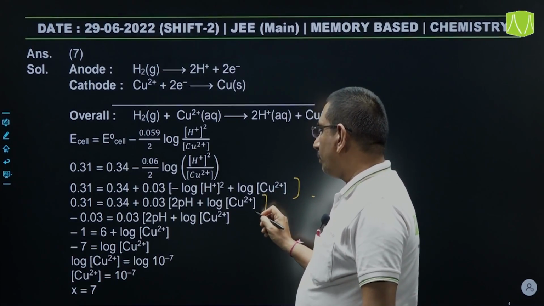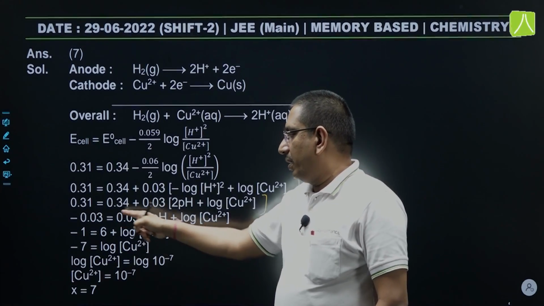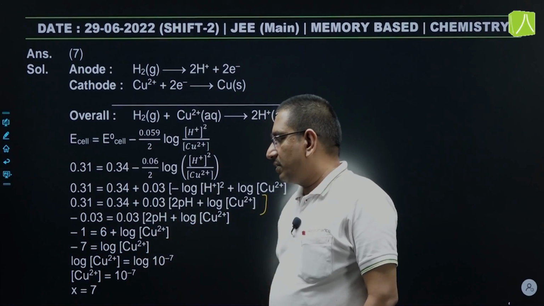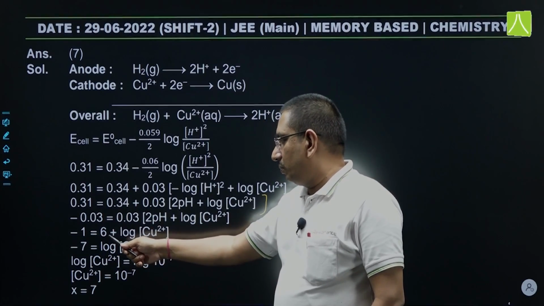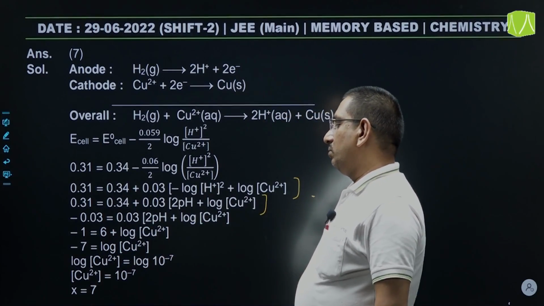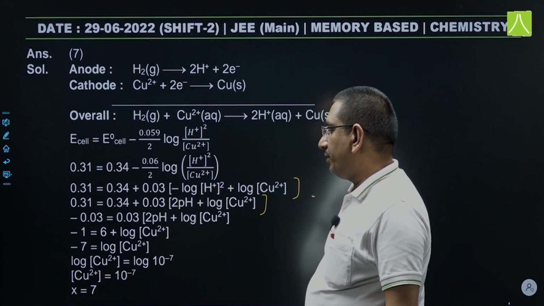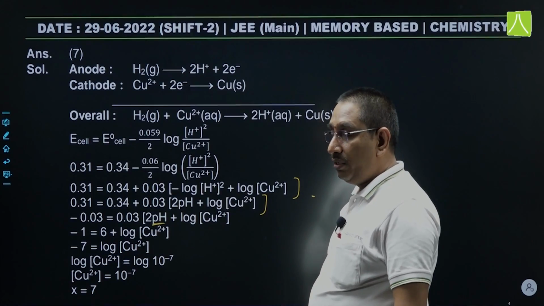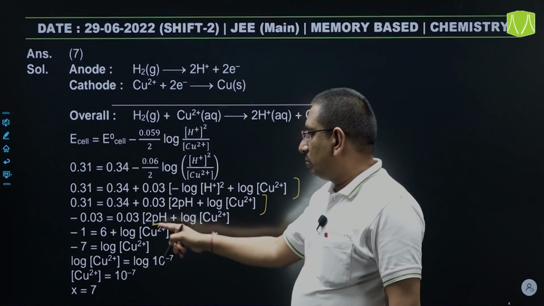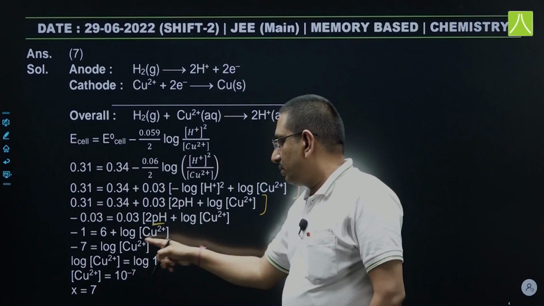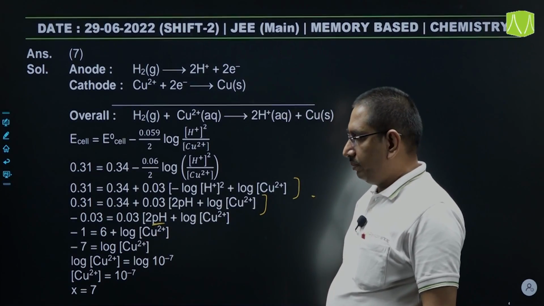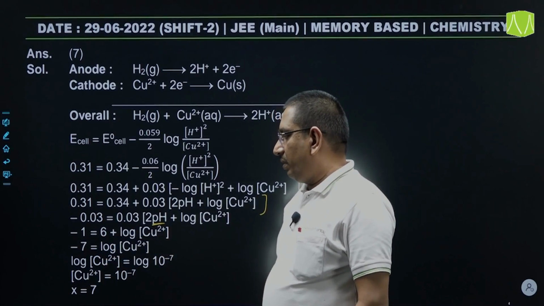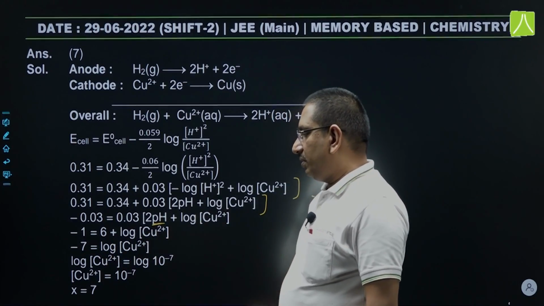Now, by taking this 0.03 this side, it will be minus 1 and it will be equal to 6 plus log Cu2 plus concentration, because pH value is provided in the question, that is equal to 3. So, 2 into 3 is 6 plus log Cu2 plus concentration, and if you bring this 6 also this side, it will become minus 7 and log Cu2 plus concentration.